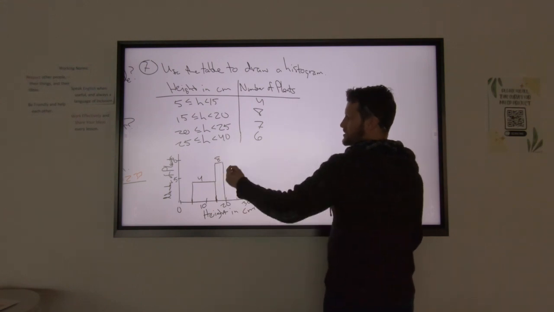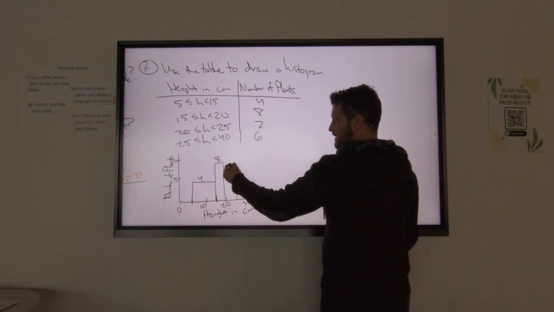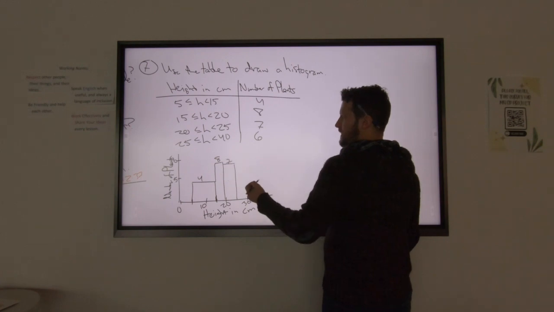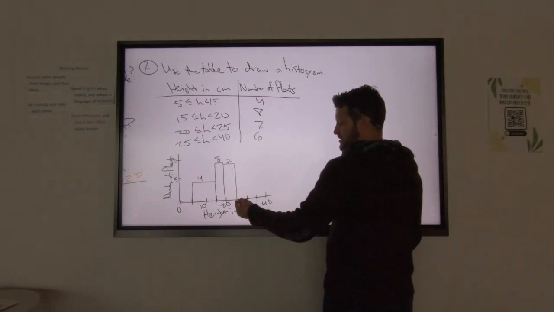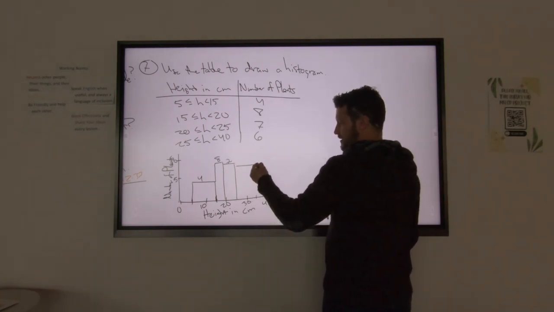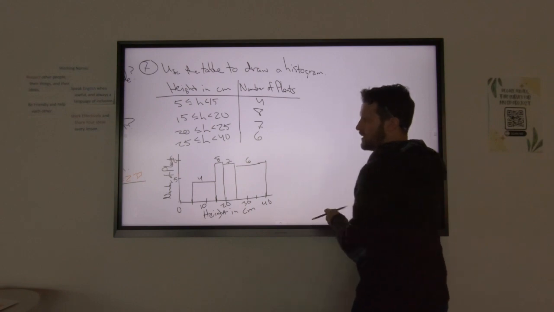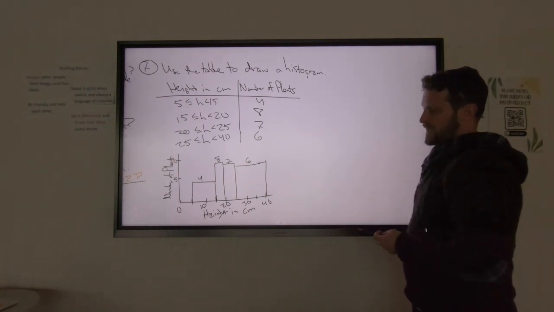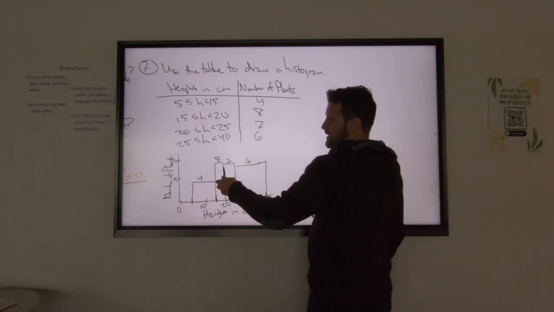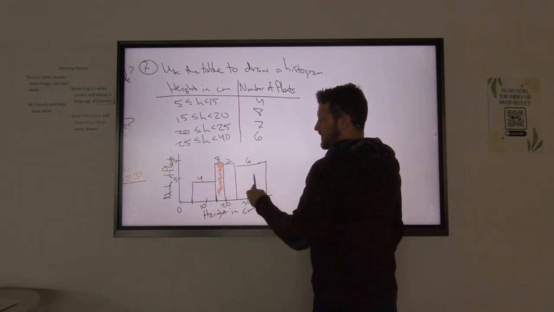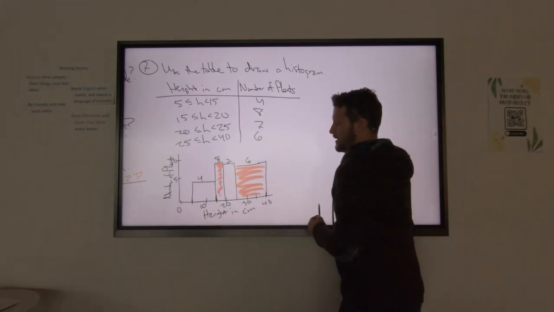And then 20 to 25, there are 7. And then 25 to 40, there are 6. So from here to 40, there are 6. I'm being a little bit misleading the way I'm drawing this, but it's because I want to make a point. Here's the point: there are 8 people here, and there are 6 people out here.